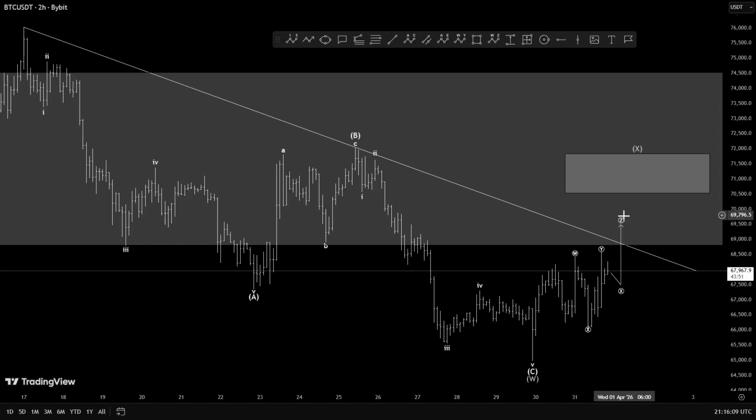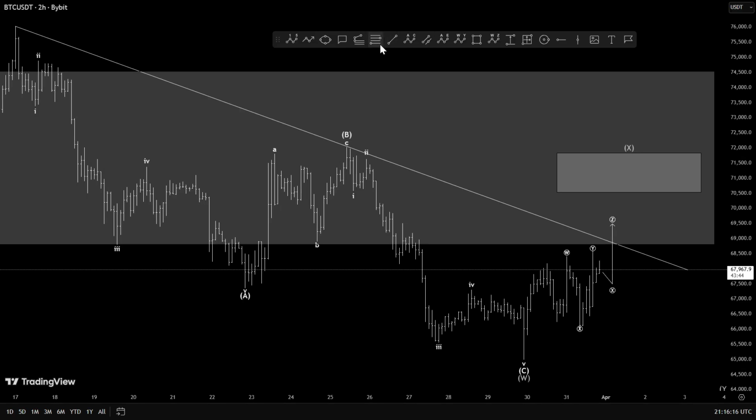And after the Z completion, we have a corrective structure. Okay, it's very wide. That is why you need to stay updated, because we update everything on other social media accounts that we have. So after the completion of Z, we have a corrective structure of this full range impulse. Then after the corrective structure, that is when we start going all the way to wave X.